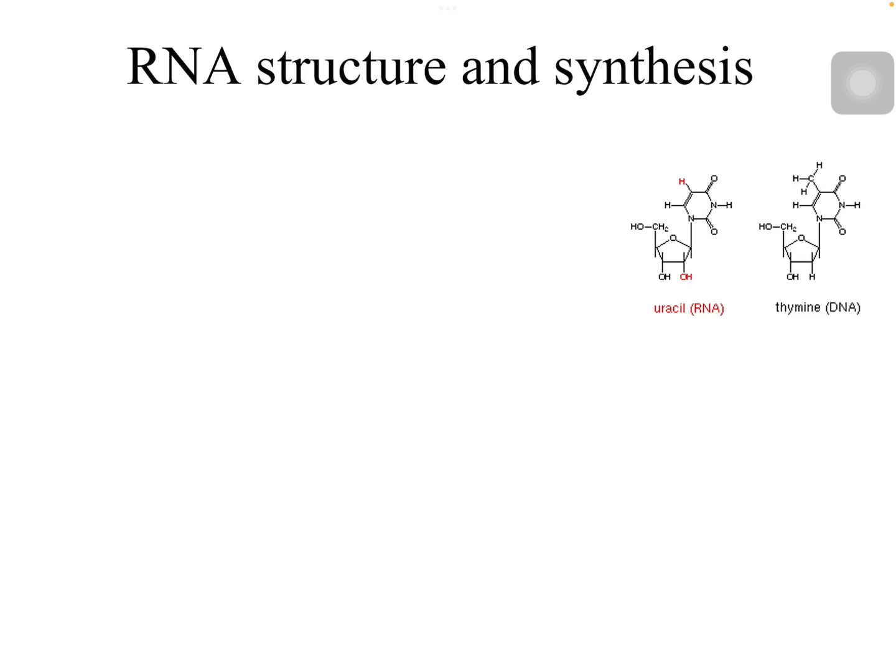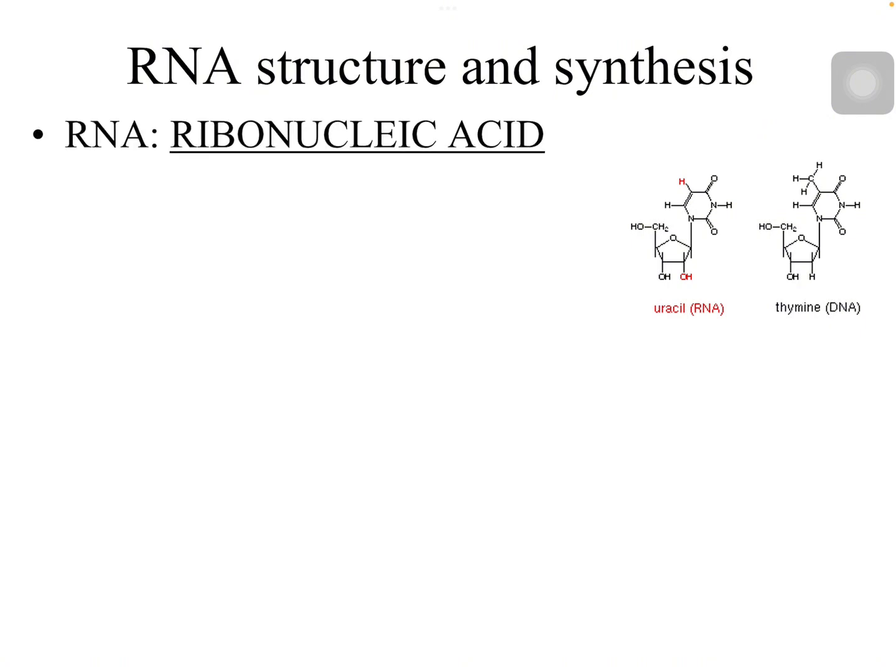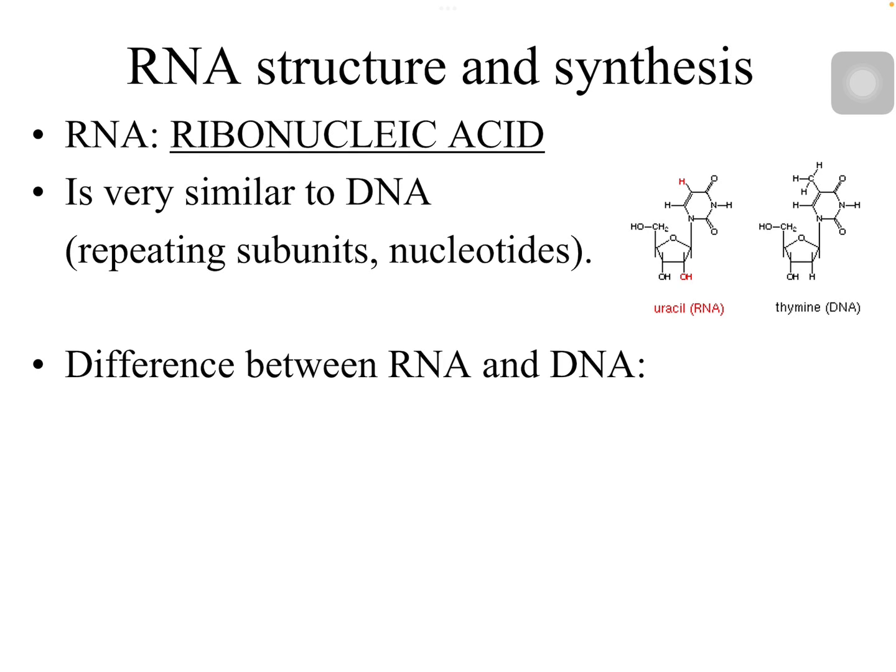Next is the RNA structure. If DNA is deoxyribonucleic acid, RNA is ribonucleic acid. With that said, the sugar in RNA, instead of deoxyribose in DNA, is ribose. It is quite similar to DNA. However, there is a different nitrogenous base in RNA. And aside from that, RNA is single-stranded compared to DNA, which is double-stranded.